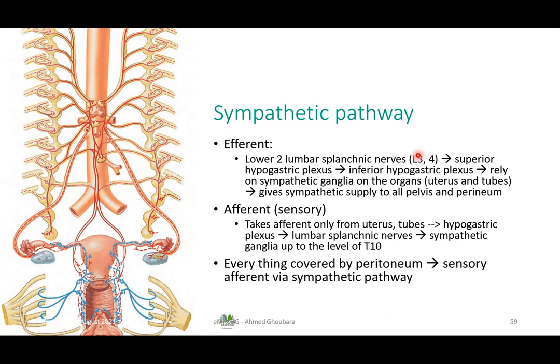Okay, so efferent, sympathetic pathway. Efferent, lower two lumbar splanchnic nerves, L3 and L4. This one and that one, L3 and L4. All the way to the superior hypogastric plexus. Where is it? This is the superior hypogastric plexus.